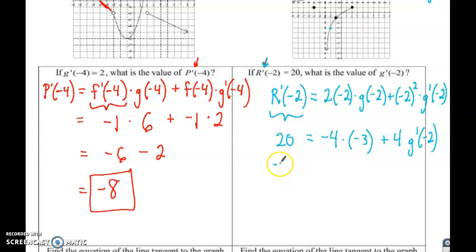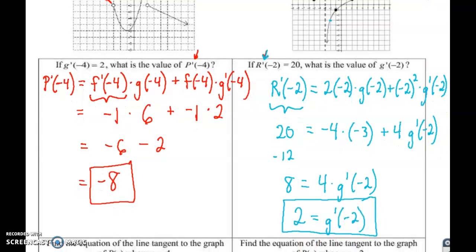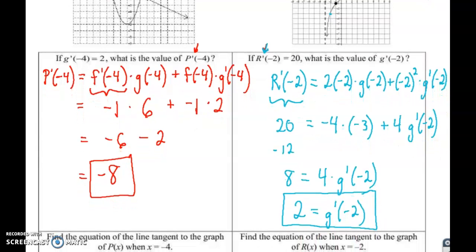So let's subtract 12 over. So we're looking at 8 equals 4 times g prime of negative 2. Well, when you divide by 4, I just gave you the answer. You get 2. So again, pause the video. Soak this in. If you need to rewatch it, rewatch it.